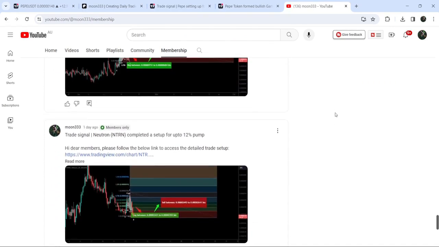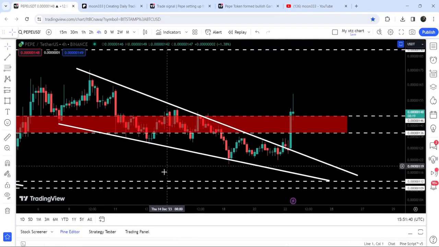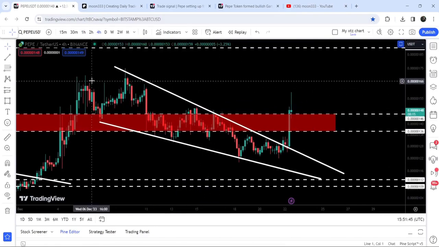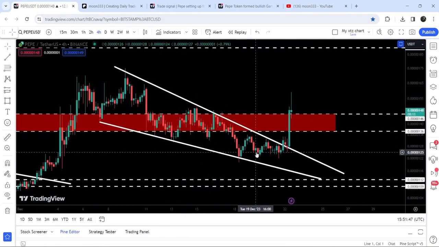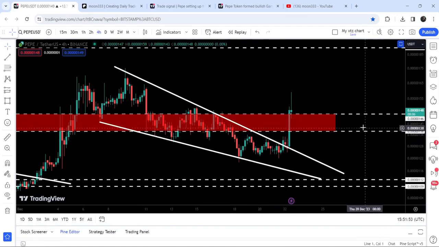Now let me take you to the live chart of PEPE. This is the 4-hour time frame chart. And this was the falling wedge pattern that I was showing you in my earlier videos as well. I was telling you that after the breakout from this wedge, it can imminently break out this next long-term resistance zone that starts from 136 and goes to 146.